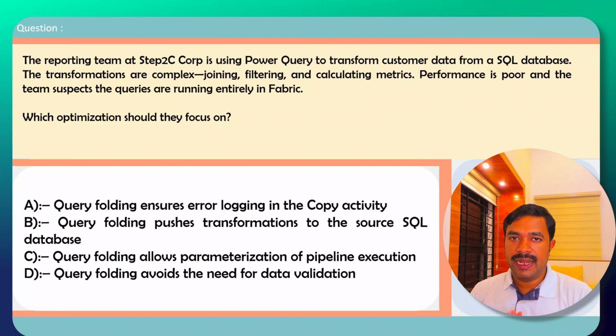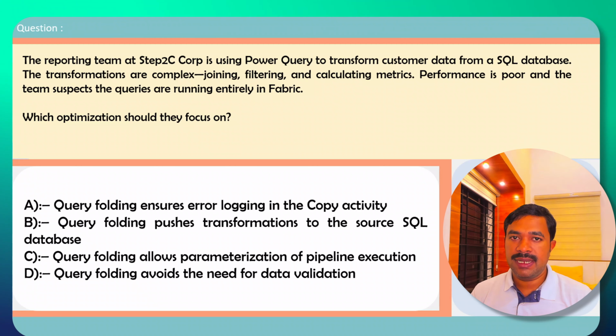Now let's check an entirely different question. The reporting team at Step 2C Corp is using Power Query to transform customer data from a SQL database. The transformations are complex, joining, filtering and calculating metrics. Performance is poor and the team suspects the queries are running entirely in Fabric. Which option should they focus on?